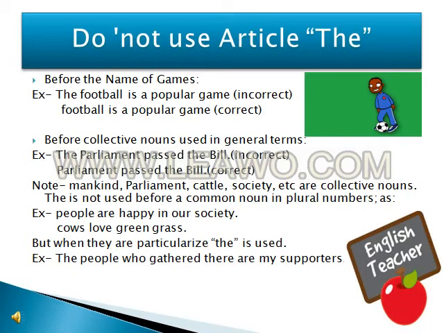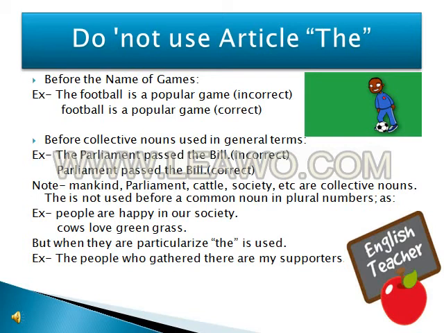The is not used before a common noun in the plural number. Clear? For example, people are happy in our society. People is a collective noun, a common noun we can say. So we will not use the article the before that. Cows love green grass. Cows is what? A plural one. That's why we will not use the article the before cows.